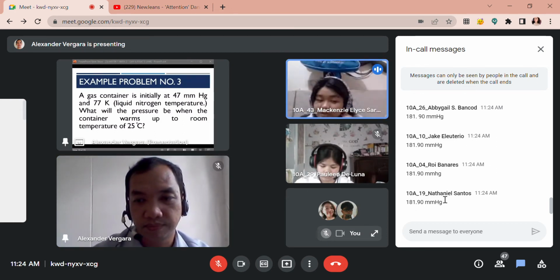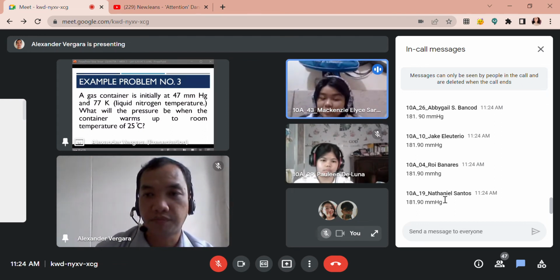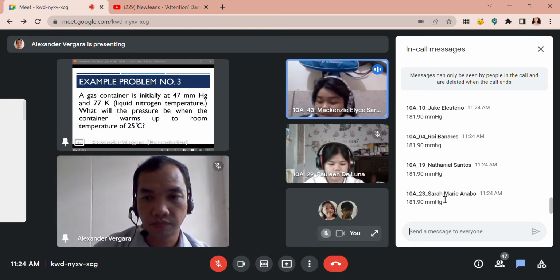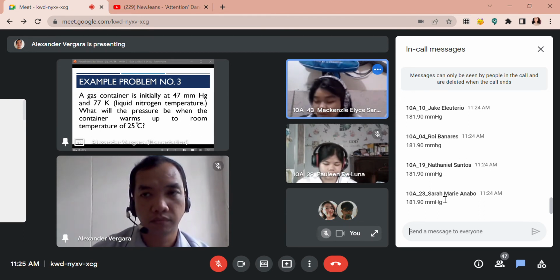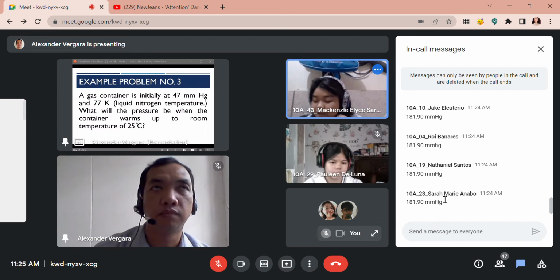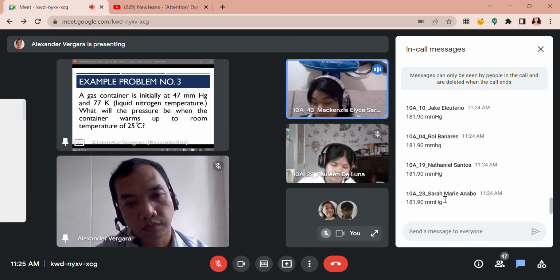The first thing I did was to find the missing term in the problem, which was P sub 2. Then I got the given, which is P sub 1, T sub 1, and T sub 2. P sub 1 is 47 millimeters of mercury. P sub 2 is missing. T sub 1 is equivalent to 77 Kelvin. T sub 2 is 25 degrees Celsius, which I will convert to Kelvin. So that is 273 plus 25, which is equivalent to 298.